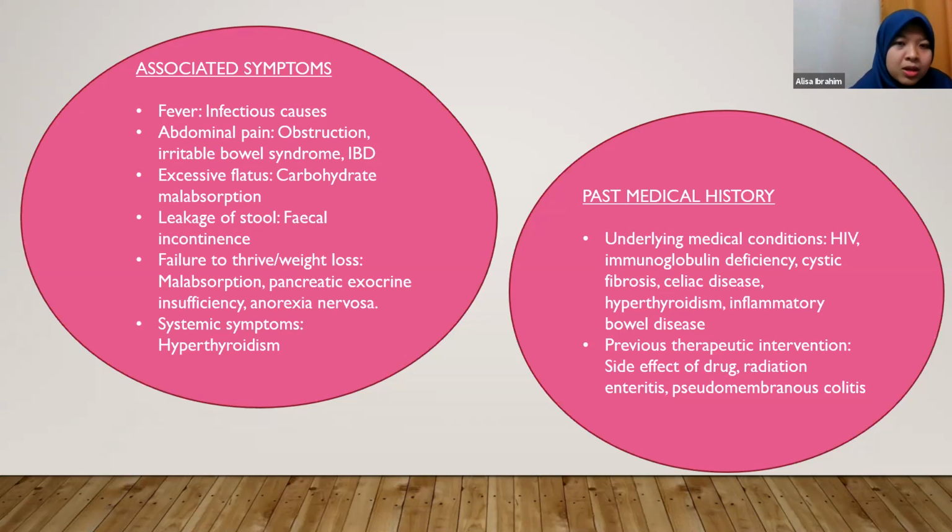For the past medical history, we need to ask about underlying medical conditions such as HIV, immunoglobulin deficiency, cystic fibrosis, celiac disease, hypothyroidism, and also inflammatory bowel disease. And whether there was any previous therapeutic intervention, to rule out side effects of drugs, radiation enteritis, and also pseudomembranous colitis.